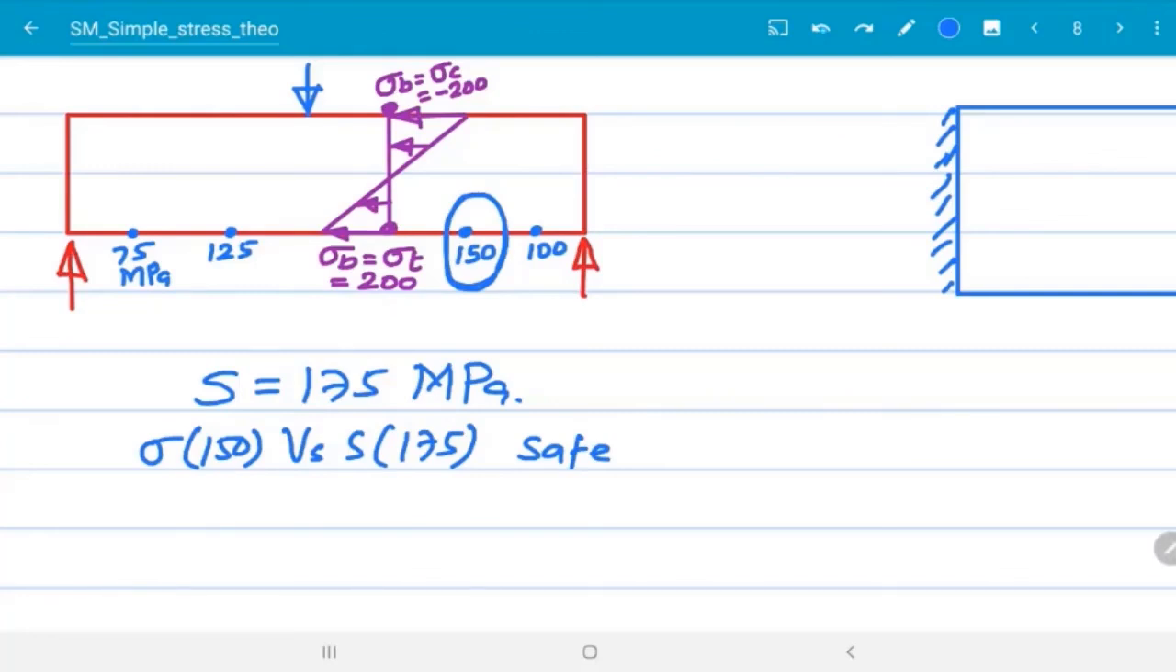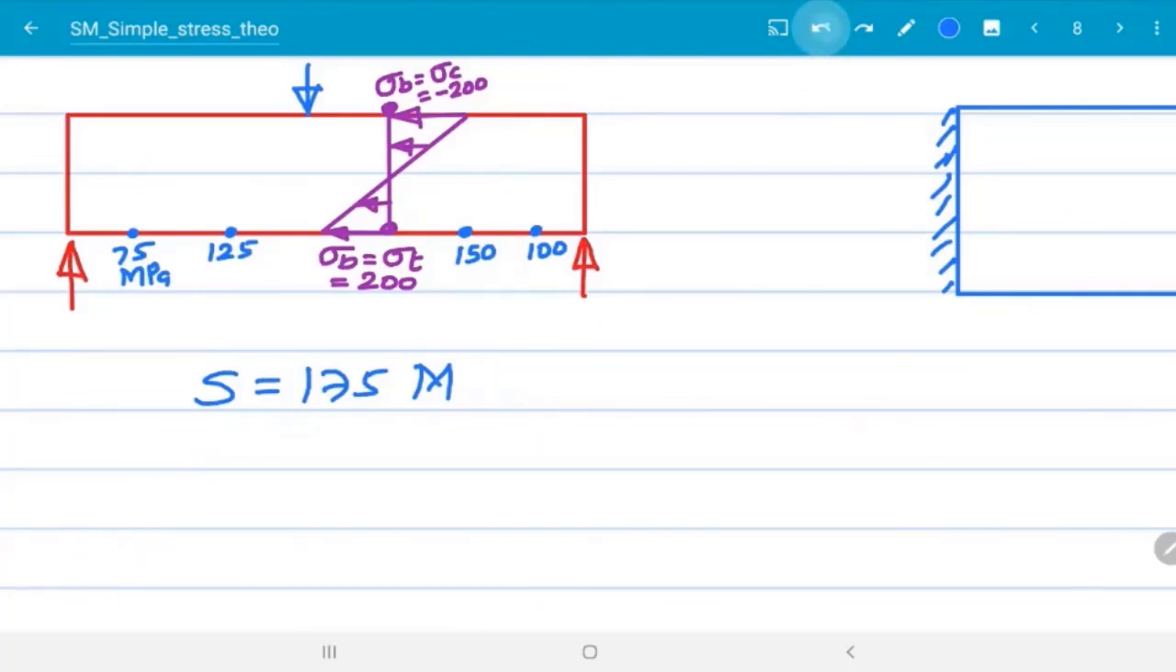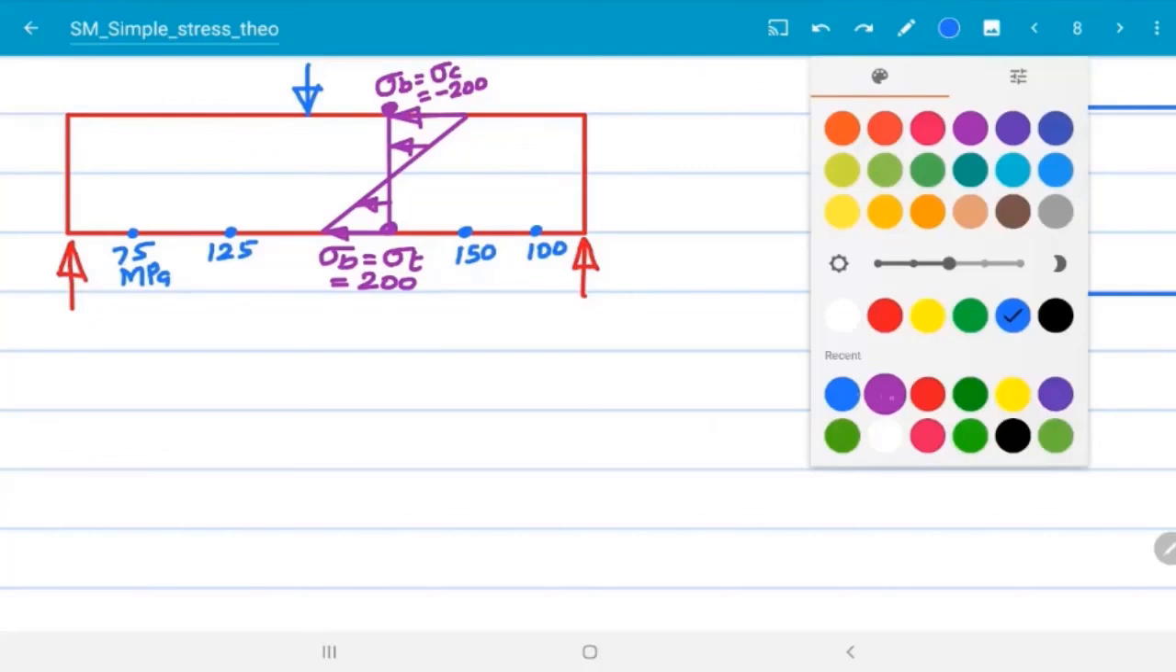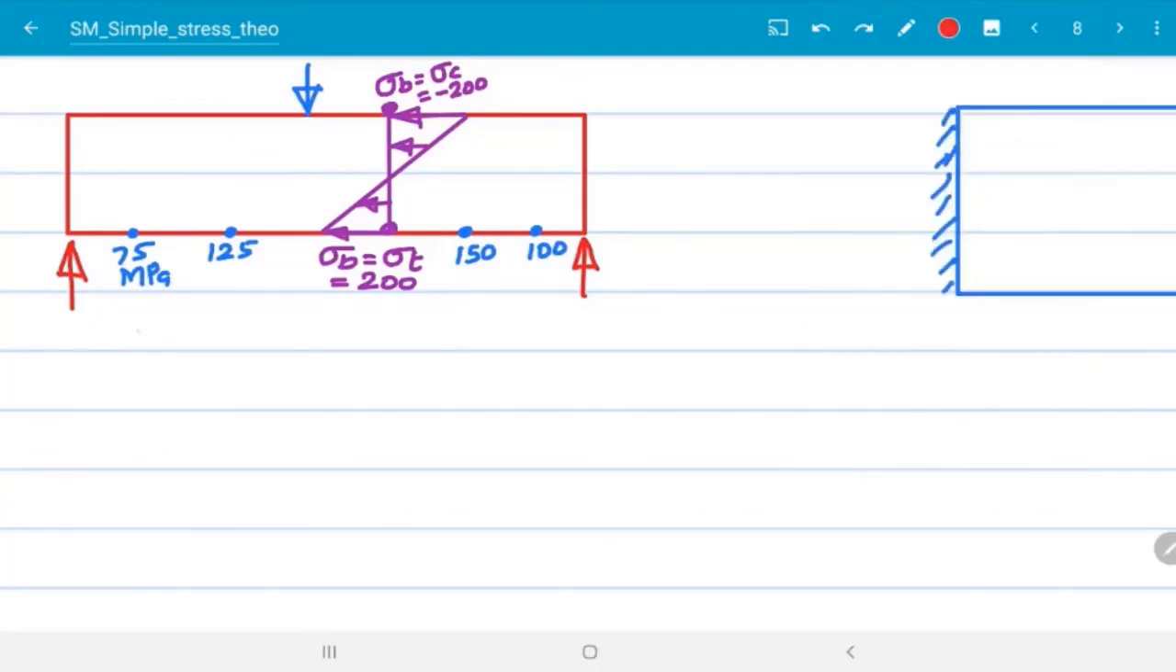So what is the final outcome from this discussion? For comparing with the strength, maximum stress should be used. Sigma max versus strength. Means the maximum stress value.